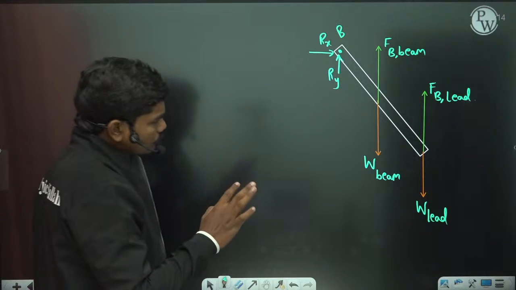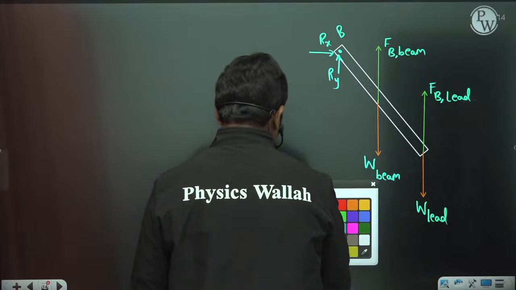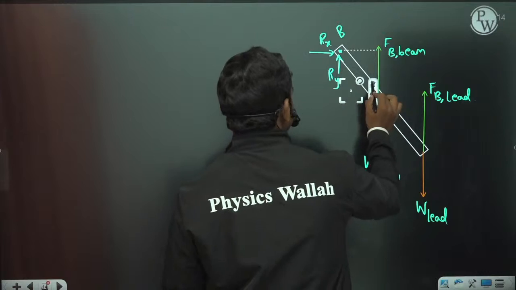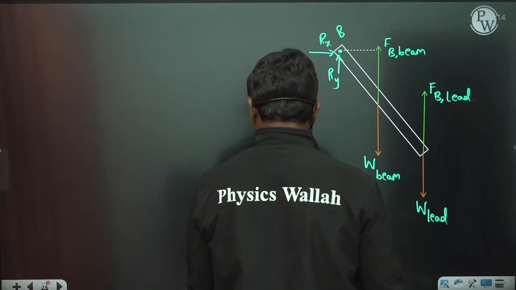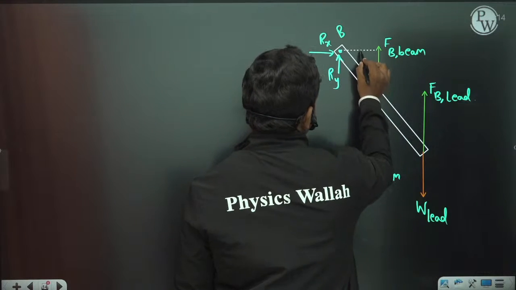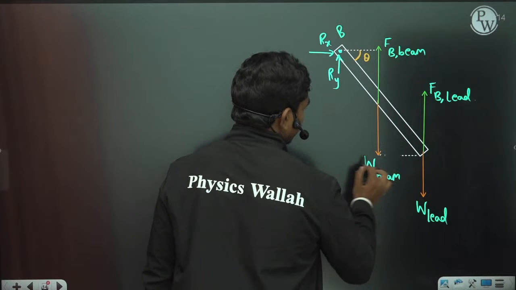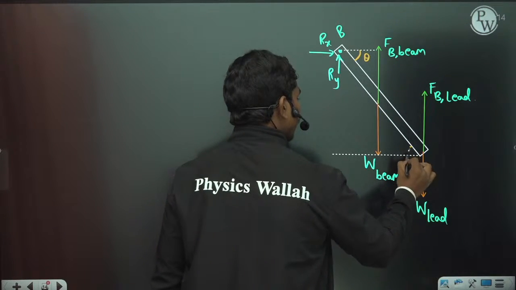So these are the forces which are acting at this location. This is inclined at some angle, so this angle is theta. If you see, this angle with the horizontal for the beam is theta. If this angle is theta, then definitely with this horizontal, the angle made by the beam is also theta.